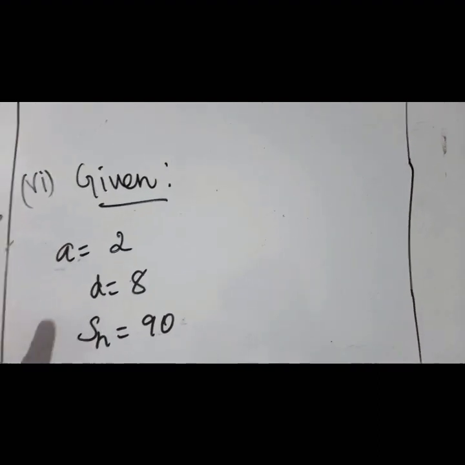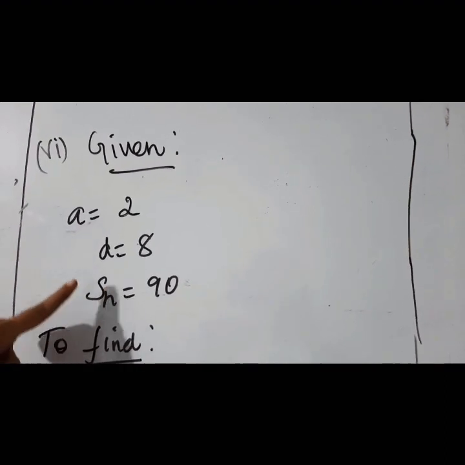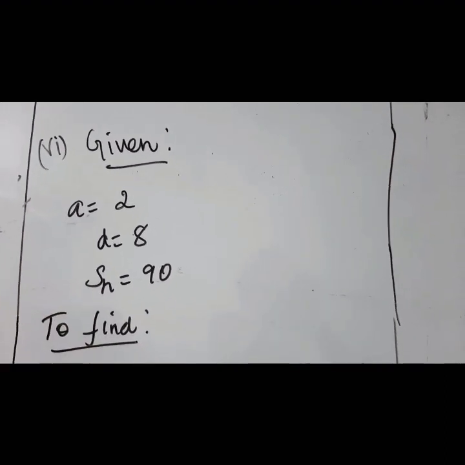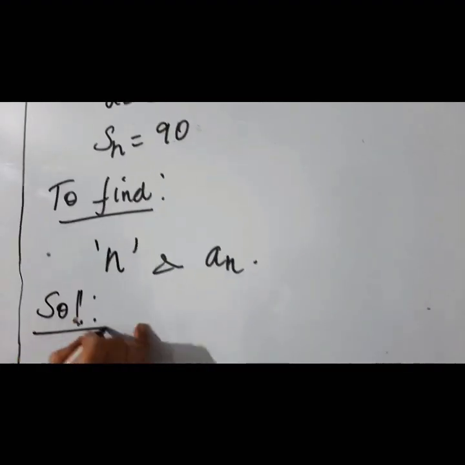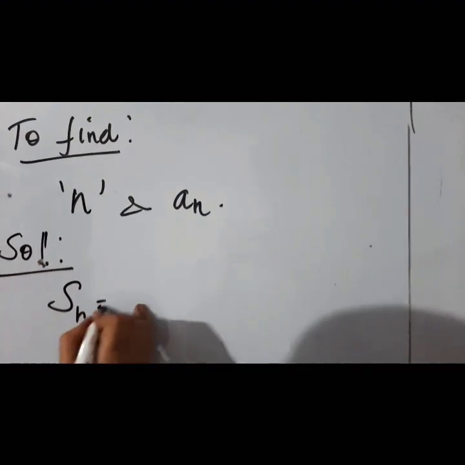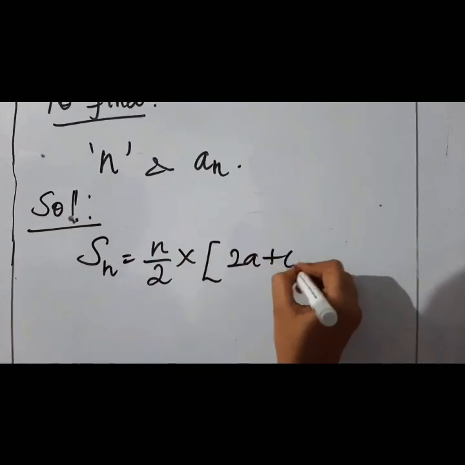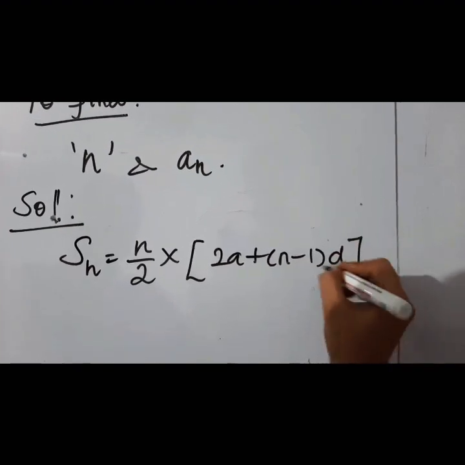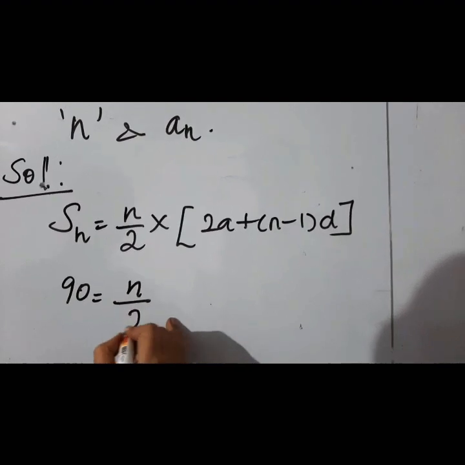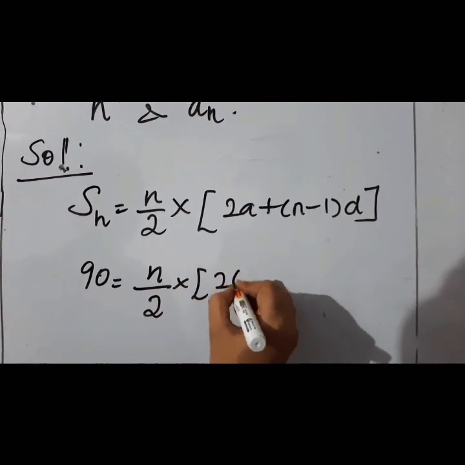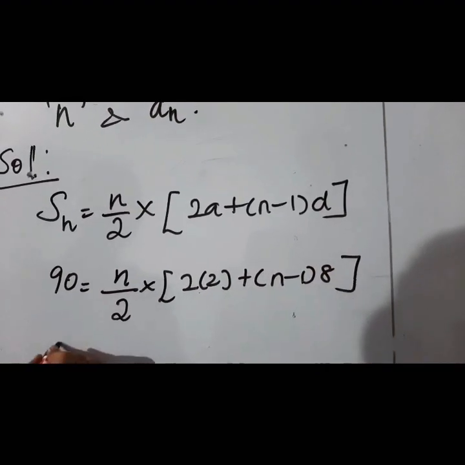Subdivision 6, it is given that the value of A is 2, D is equal to 8 and Sn is equal to 90. We need to find N and then An. First substitute all the values in the Sn formula. N by 2 into 2A plus N minus 1 into D. What is Sn? That is 90. N value we did not know, we need to find out. A value is 2 and D value is 8.